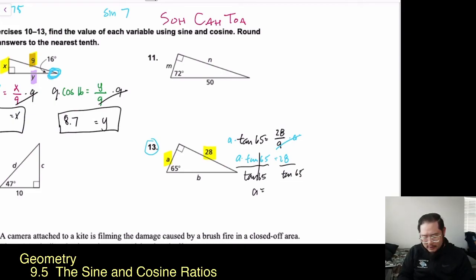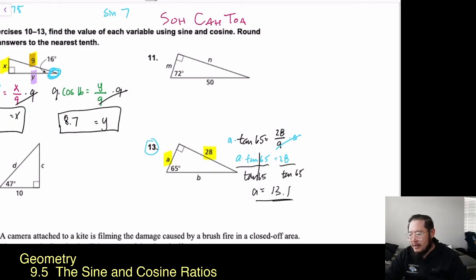All right, so you can go ahead and plug that into your calculator. I'll plug that into mine right now, and I get approximately 13.1 when you round it to the nearest tenth. All right, so there you have A.